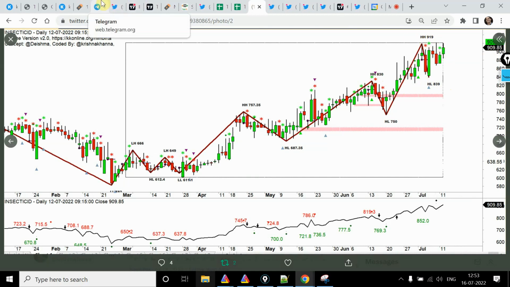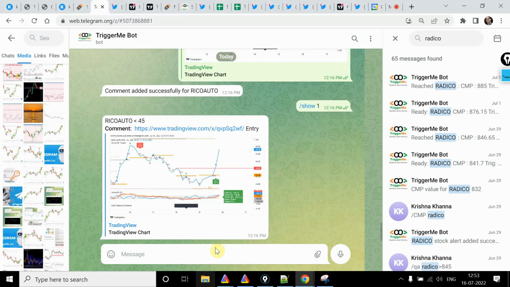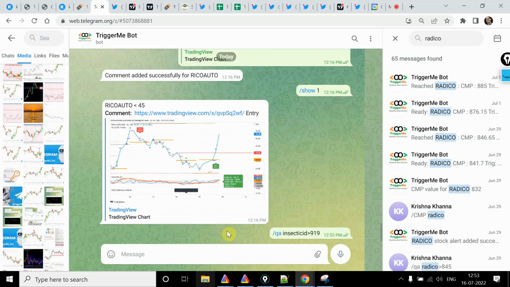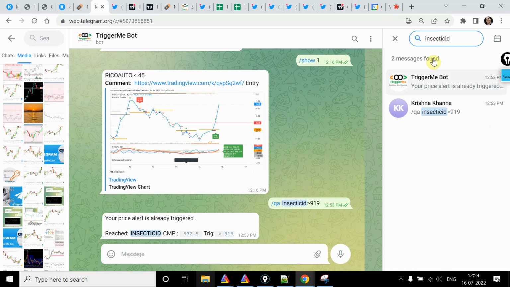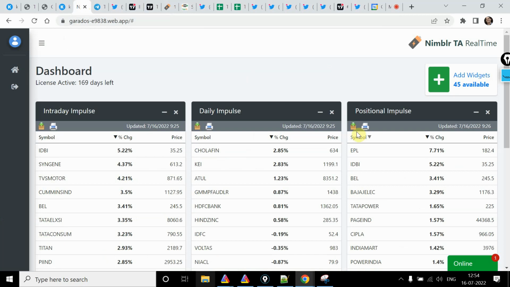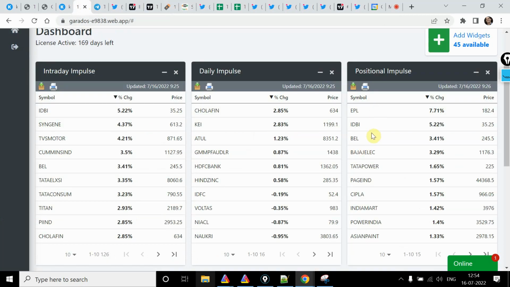So what would I do in this case? I would easily go to my Telegram bot. I will just write quick add Insecticide greater than 919 and then just leave it. Since the level has already been reached now, it will not accept this particular trigger. Right now the level is 932, but if I had done it at that moment, I would get the information on how it is actually triggering. So whenever this happens, it will let me know. This is on the positional side.